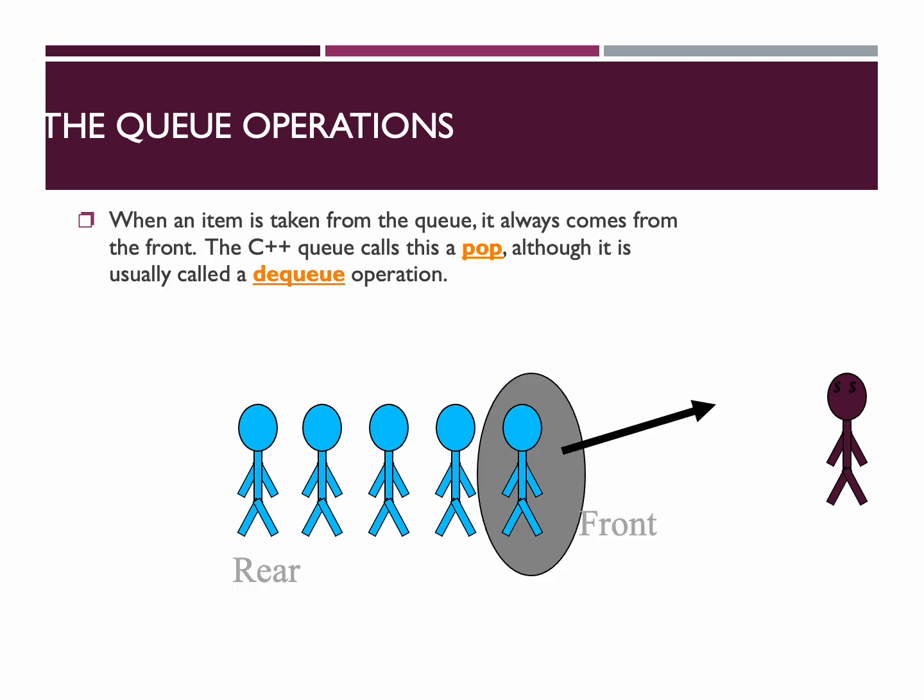Now here, this is the operation of dequeue. So dequeue refers to the removal of the element from the front. In the illustration, the highlighted individual is being removed from the front of the queue, which is where elements are dequeued for processing. The C++ queue class may refer to this as a pop operation, but in most contexts it is referred to as dequeue.